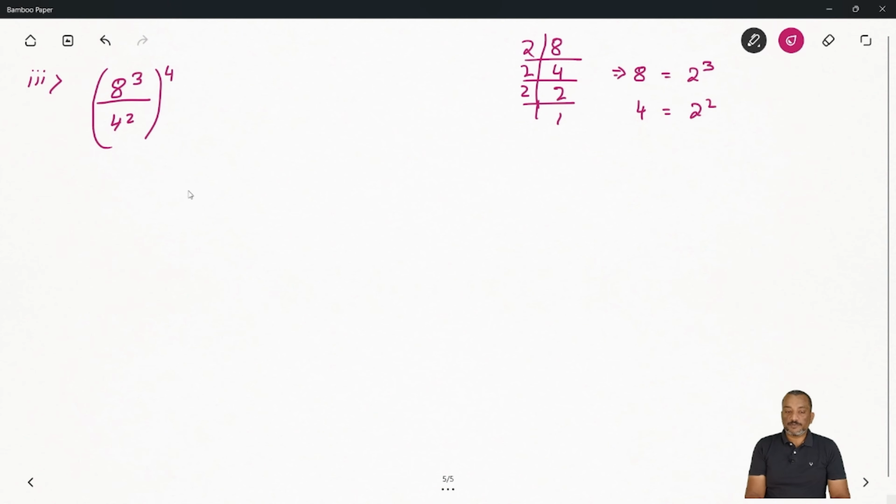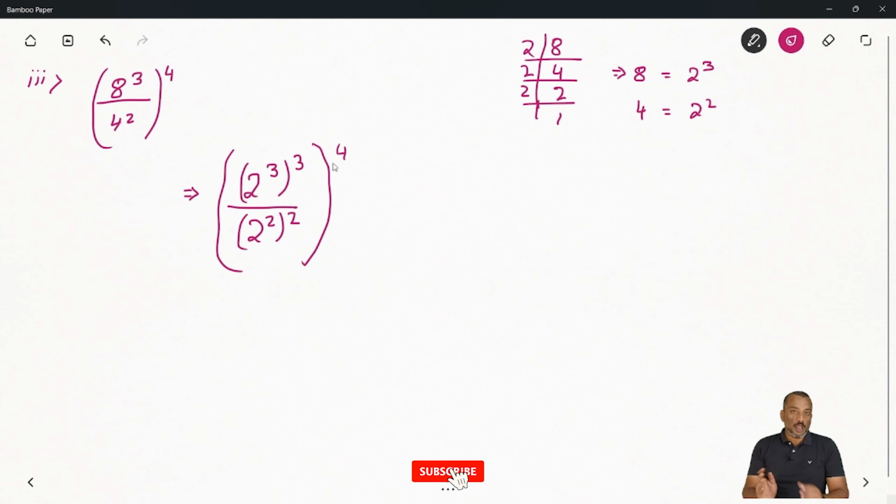Now we can substitute the values. The numerator is 2 exponent 3 and the whole is raised to 3, and the denominator is 2 raised to power 2 and the whole is raised to 2. After that the whole has exponent 4. Now we have to first apply the power rule. How can we apply the power rule?